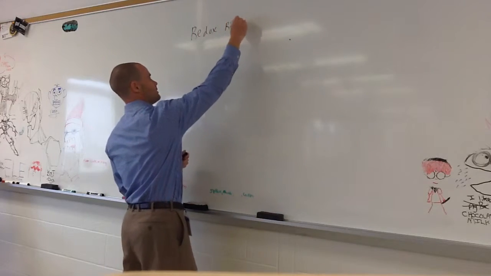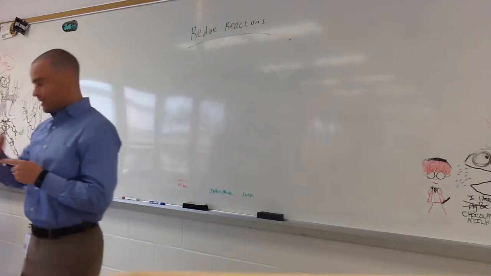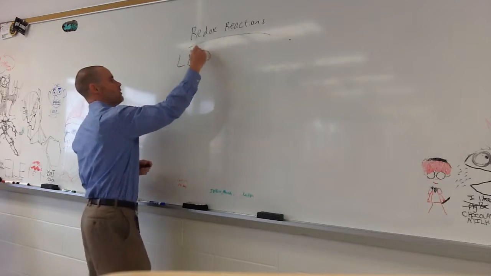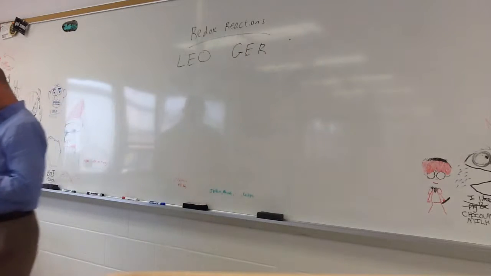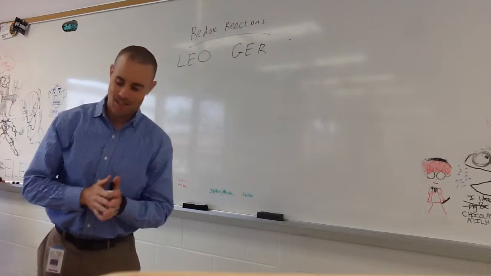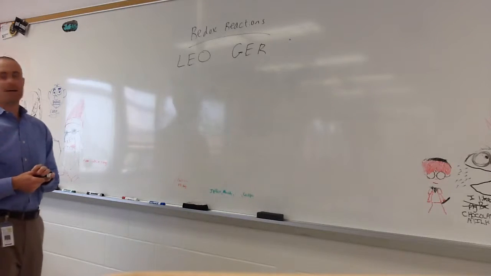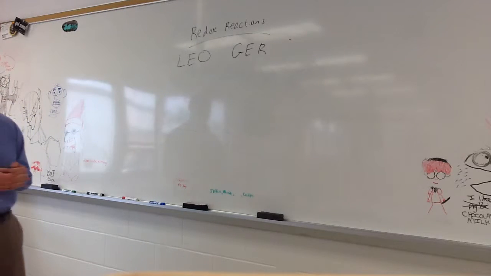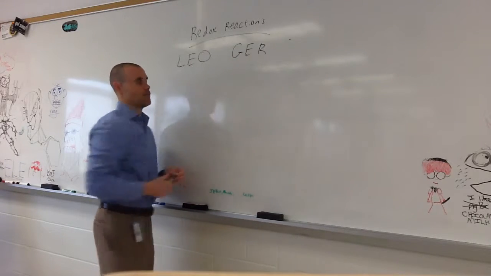All right, redox reactions. What the heck is a redox reaction? I'm going to teach you an acronym here. The acronym is LEO GER. Leo the lion goes GER. LEO GER is an acronym. L stands for lose, E stands for electrons, and O stands for oxidize. G stands for gains, E stands for electrons, R stands for reduce.